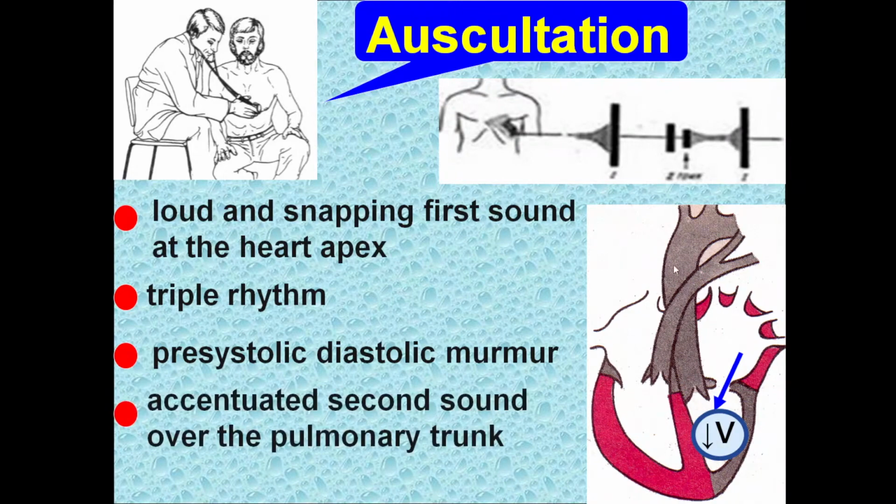Over the heart base there will also be specific changes. We hear an accent of the second sound over the pulmonary trunk. If you remember the mechanism of the Kitaev reflex, which finishes with increased pressure in the pulmonary circulation, it is characterized by an increased second sound over the pulmonary trunk, which becomes louder than over the aorta.